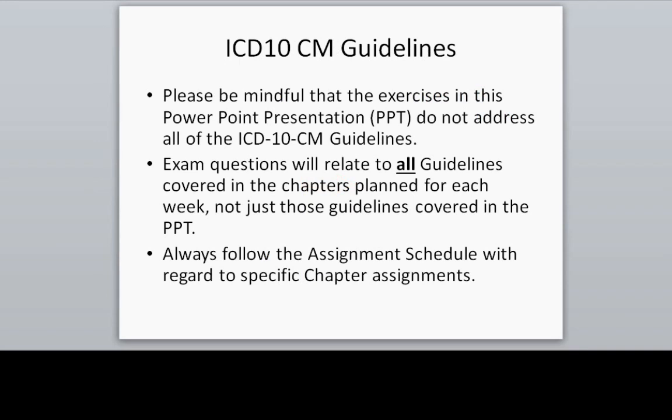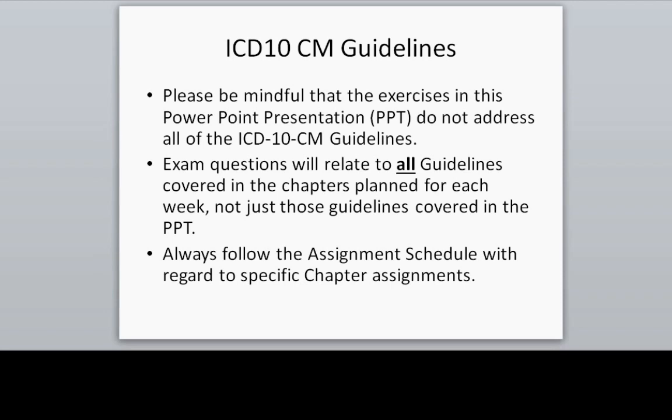As always, be mindful the exercises in the PowerPoint don't address all the guidelines. Exam questions can relate to all the guidelines covered in the chapters planned. Be sure you read all the guidelines each week so that you can really begin to bring to your memory a guideline. When you read a case or a scenario and you think, oh, I know there's a guideline about that, then you can go back and search for that guideline. But unless you've read them enough to remember there's a guideline, you're not going to have any luck with that.